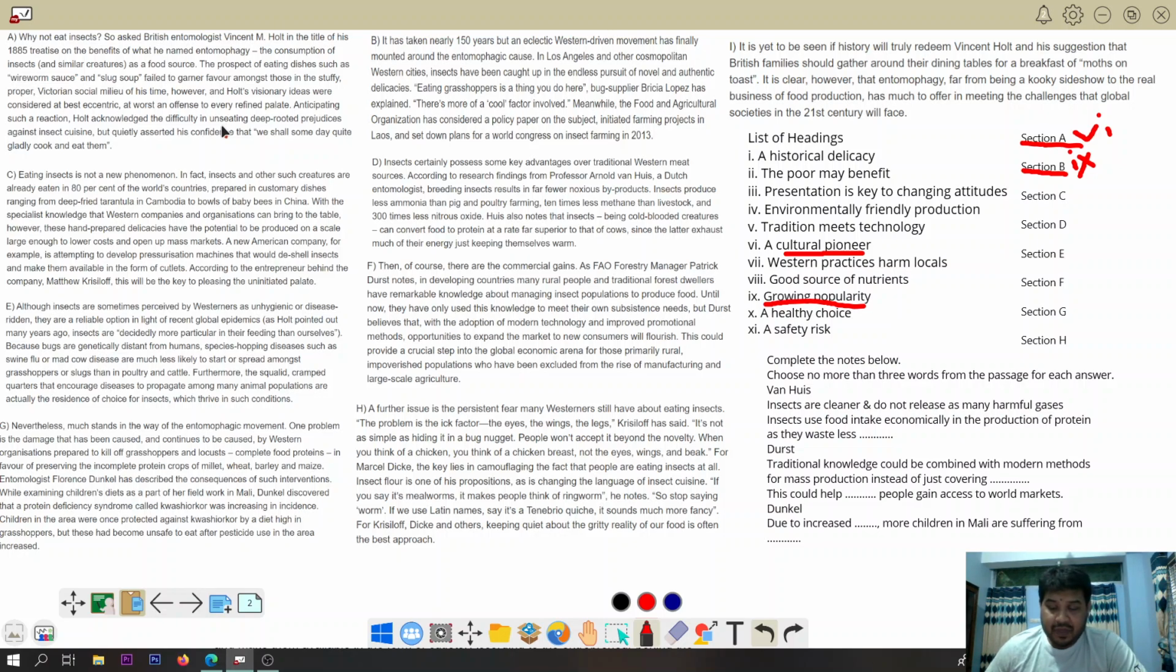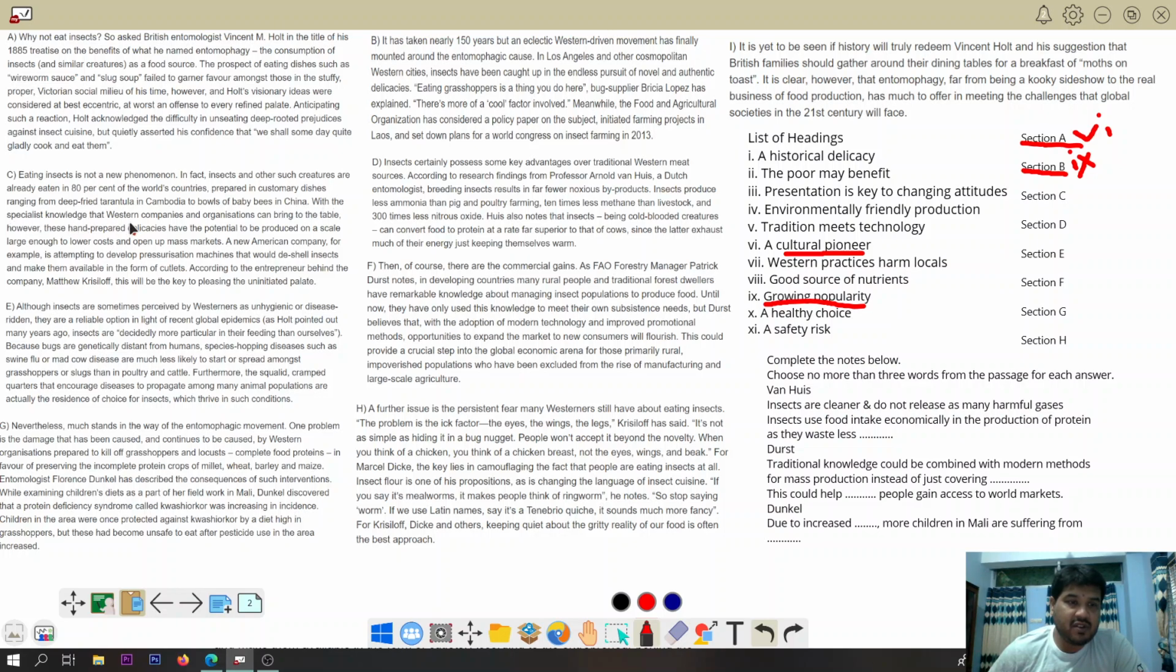Now, in this particular paragraph, we can see that it is not something new, and it is not something that only the West has discovered only a few years ago. In fact, it has been going on for a long time. Now, let's keep on reading.